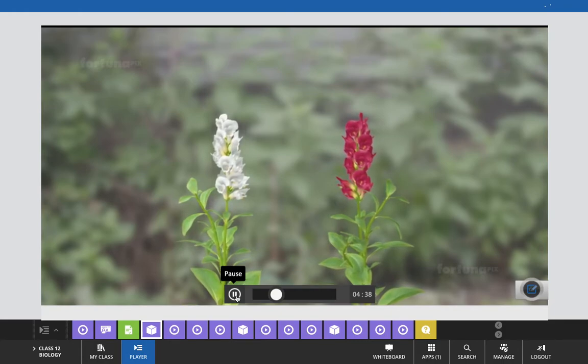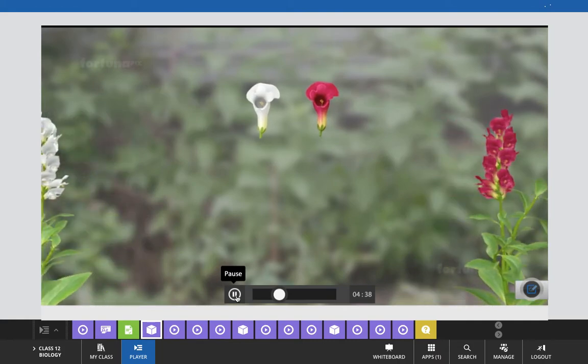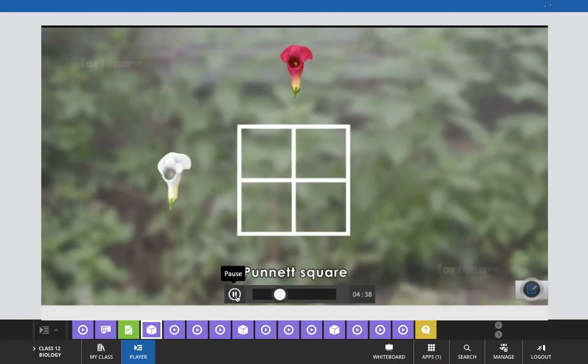For this, we'll use snapdragons, flowers which are homozygous for either red or white petals. Using a Punnett square, we'll separate the genes into the gametes and then examine the possible offspring. On the square, we'll use R to represent red flower and W to represent white flower. Because neither the red or white color is dominant, we'll use capital letters on both.